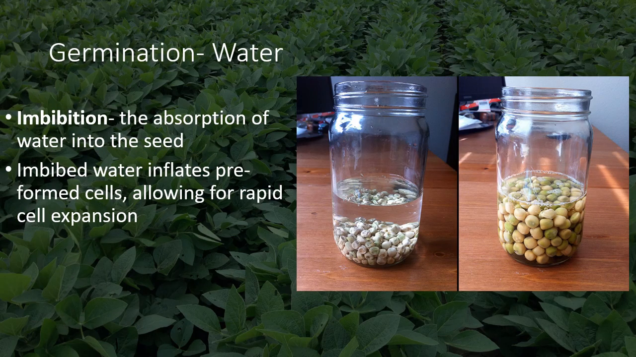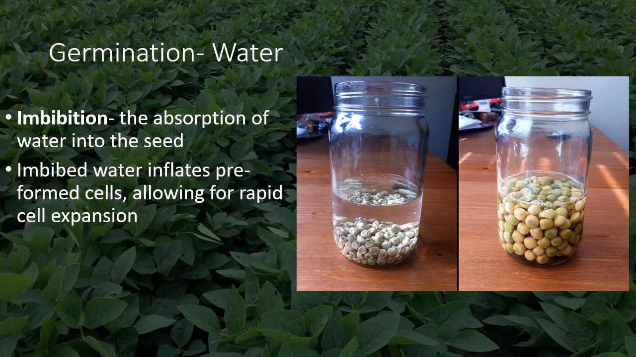So the first stage of germination requires water, and this process is called imbibition or imbibing, and that's the absorption of water into the seed. One of the unique or interesting things about seeds is, unlike mature growing plants, seeds have tiny, tiny cells which are packed full of goodies. Whereas mature growing plants have large expanded cells which have a lot of water in them.